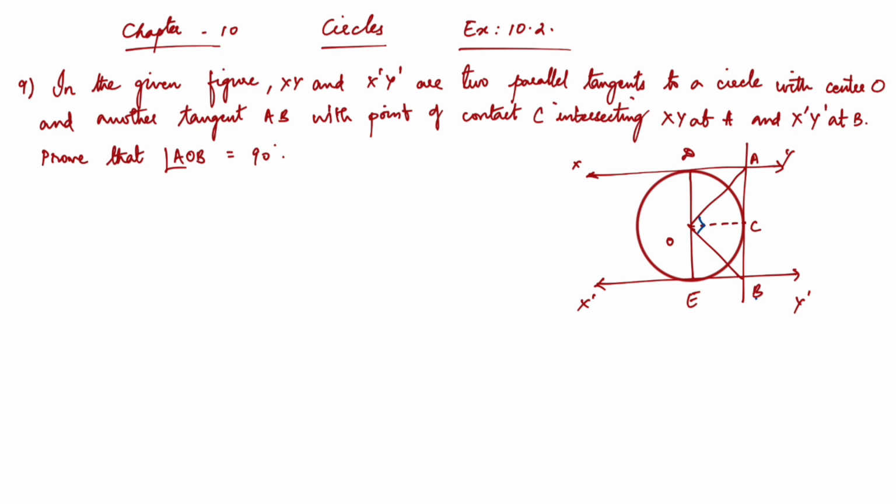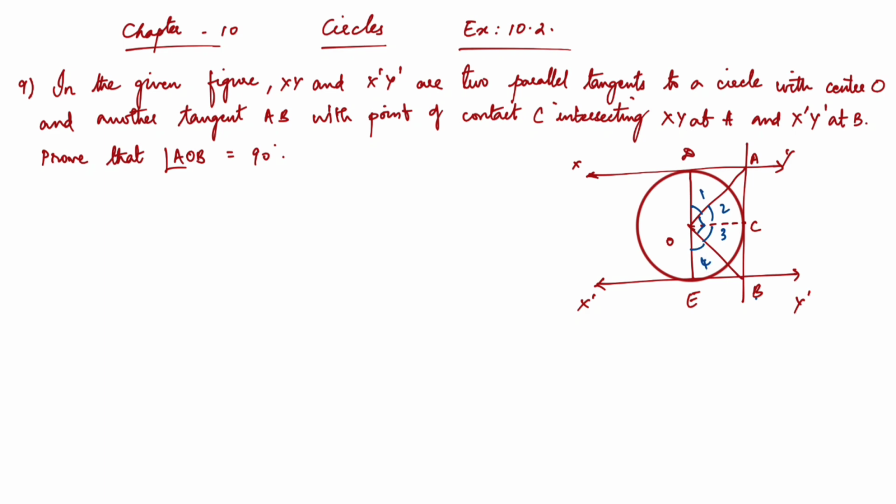We have to prove angle AOB is equal to 90 degrees. We can prove it by considering this whole angle. We know that angle DOA plus angle AOC plus angle COB plus angle BOE gives us 180 degrees as they are linear pair angles. Let us name them as angle 1, 2, 3 and 4.